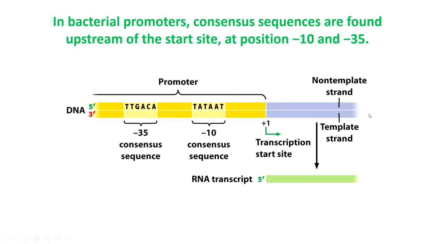Promoter sequences in bacteria are consensus sequences. They are very, very similar. Across multiple species, they're often identical. And then some species have very small differences in their promoter regions.